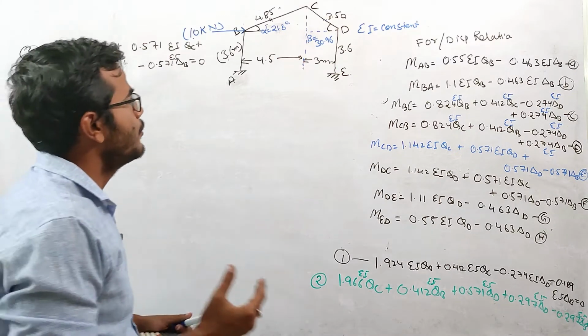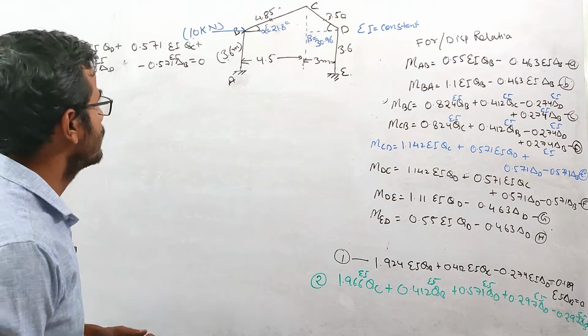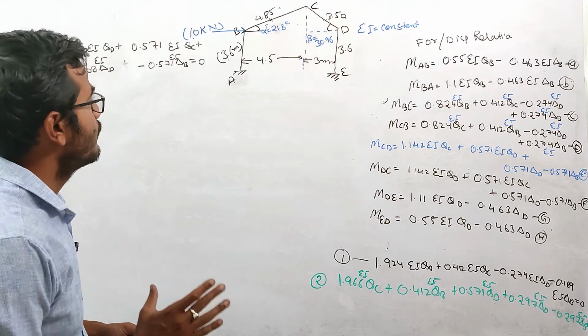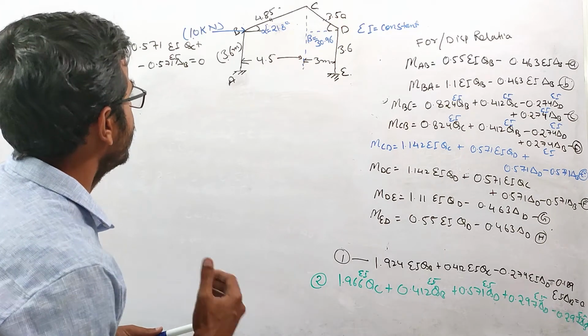Now we need to form the equation. There are basically 5 unknowns, so we need to have 5 equations. So 3 equations we have derived. We have formed the 3 equations. Now for the remaining 2, we will use the concept of shear. We will be writing the shear equation.